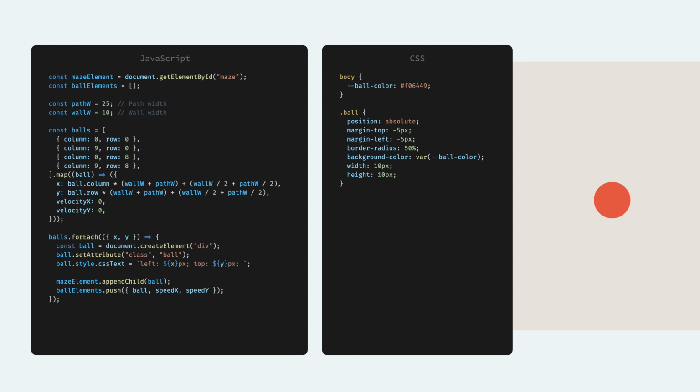Then we have a bit of CSS here. The only thing that might be worth mentioning here is that I'm using negative margin so that the position of the ball will represent the center of the ball and not the top left corner of the HTML element.